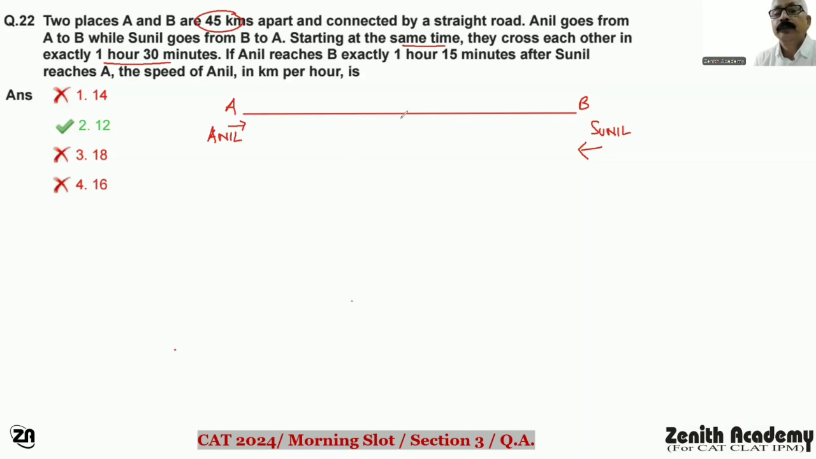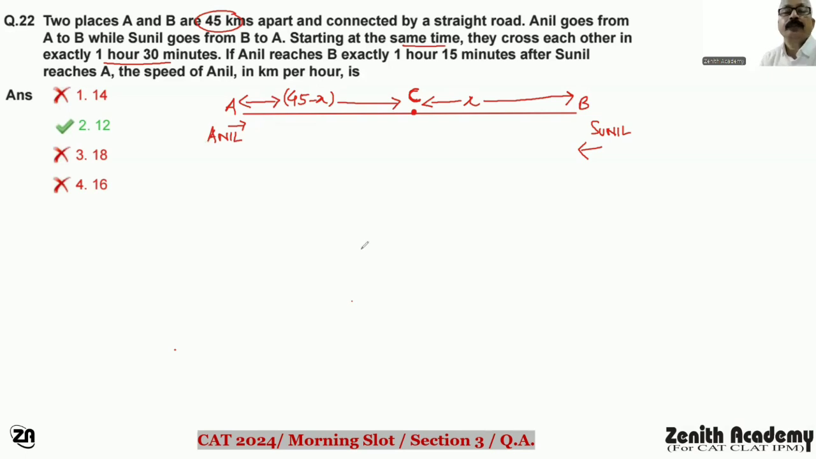So suppose after 90 minutes they meet at this place. See, right? And suppose x, it is x. Then this is 45 minus x. No problem, because distance between A and B is 45. So if I consider this distance is x, then this is 45 minus x.